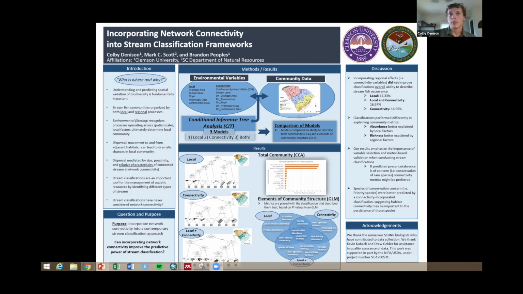So it's really informative. And just a novel finding was that species of conservation concern, priority species, tended to be better predicted by our connectivity classifications, which tends to suggest that the habitat connectivity might be important to the persistence of these species.